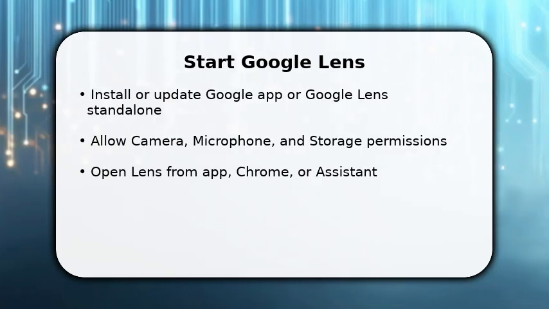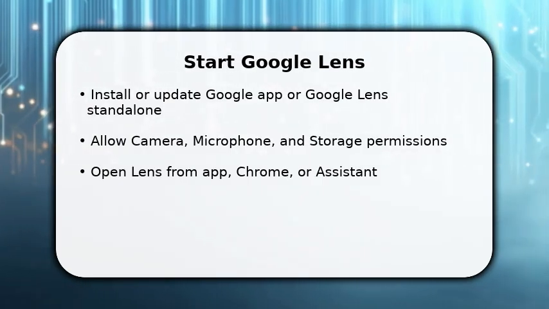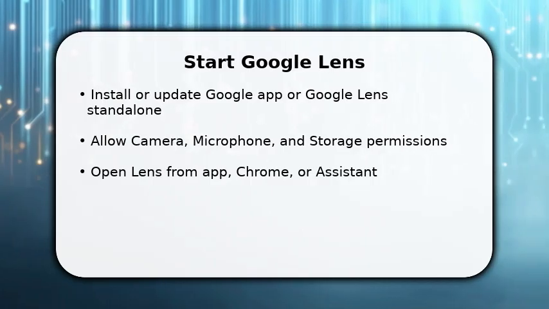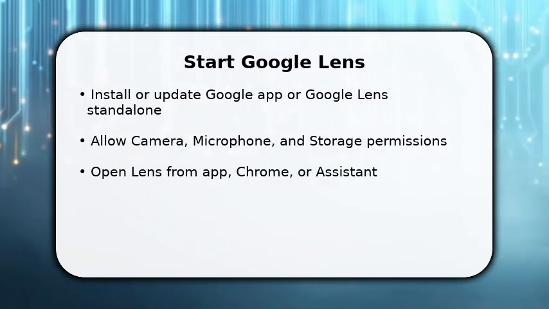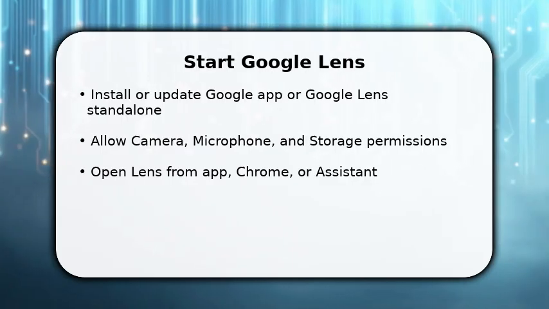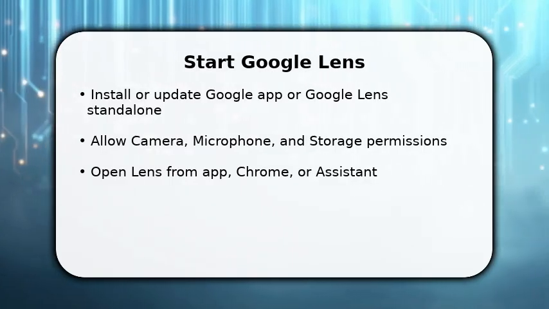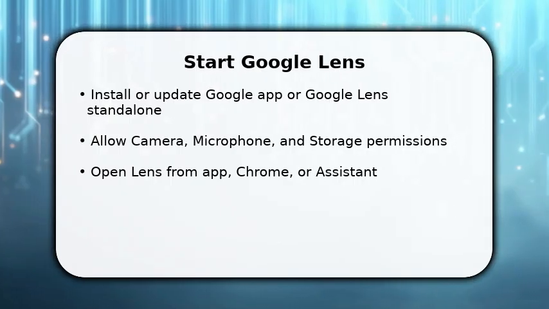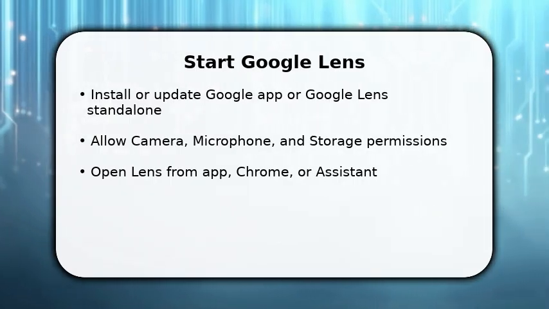First, make sure the Google app or Google Lens is installed and permissions are granted so the camera can work. Open Lens directly or tap the Lens icon inside the Google app or Assistant. Once opened, choose camera mode and point at the object or text you need. You don't need perfect framing yet.